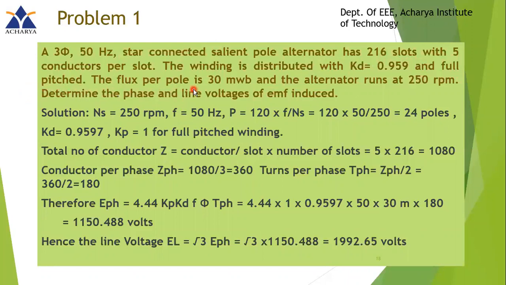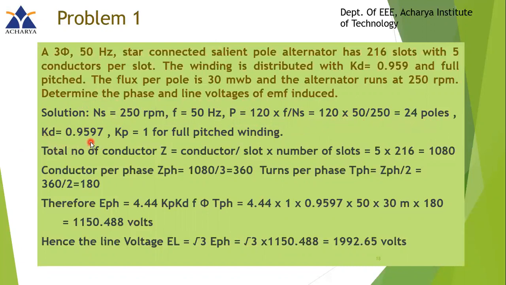The flux per pole is 30 milliwebers and the alternator runs at 250 rpm. Determine the phase and line voltages of the EMF induced. Okay, first write down what is given. Synchronous speed is given, frequency is given. So how do you find out the number of poles? 120 F by Ns, right? So 120 into frequency, you substitute, divided by synchronous speed, will get the number of poles.